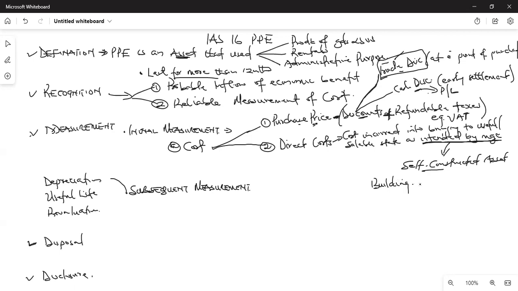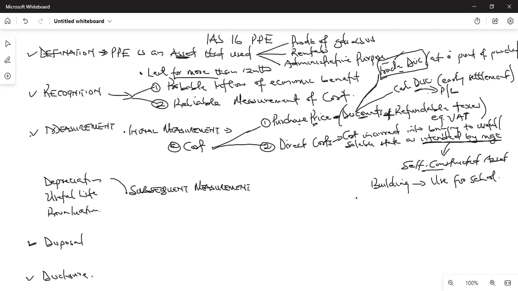The purpose of the building is to use for school. So that is the intention of management. So I'll buy a land, and what do you do? You do your foundation and you'll do your building and also all these things.